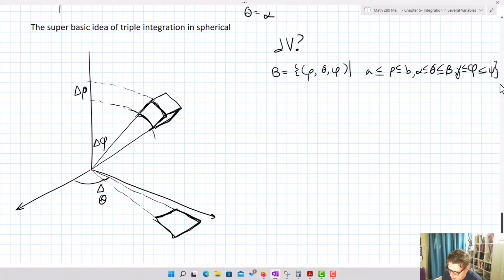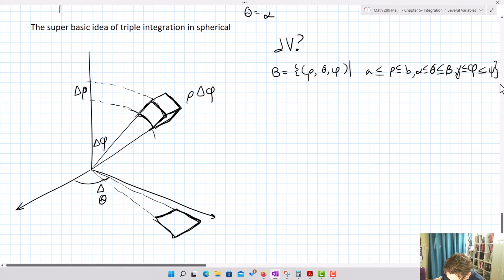Now, this length right here is actually an arc length, and if you remember, an arc length is actually going to end up being rho delta phi, because the difference in the angle, which is this thing right in there, is delta phi. Then we multiply that by the length, and that's going to be rho. So that's rho delta phi.